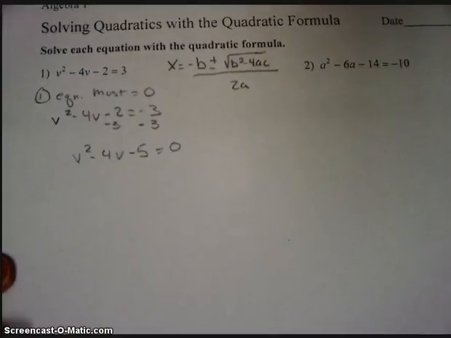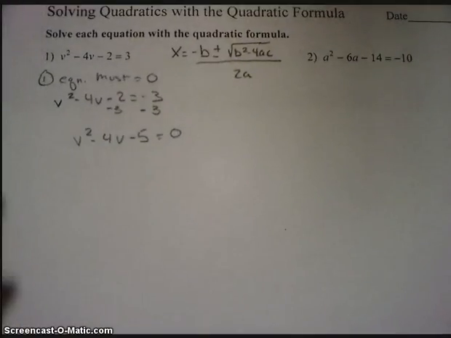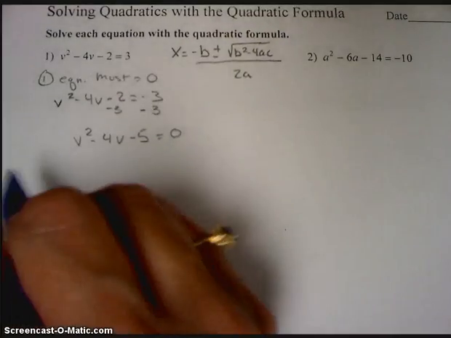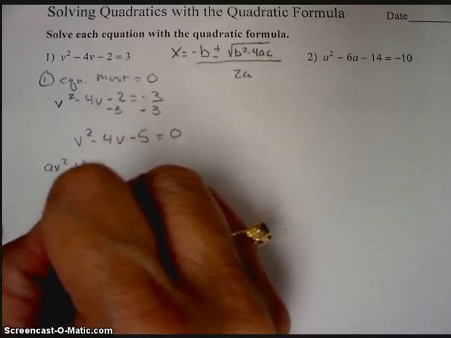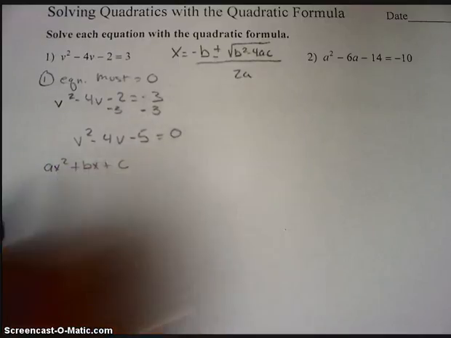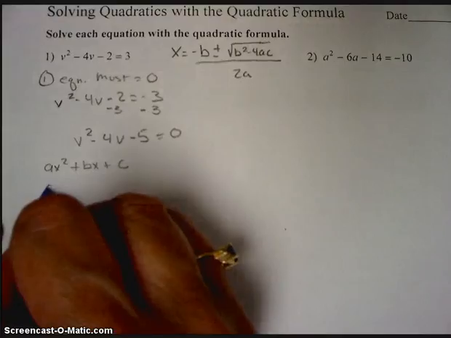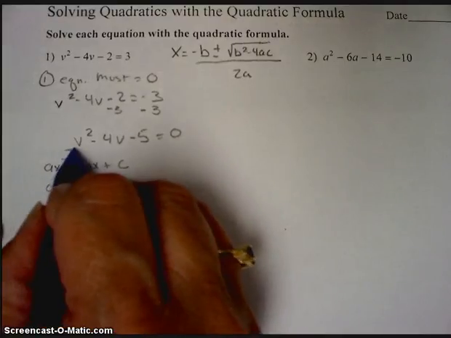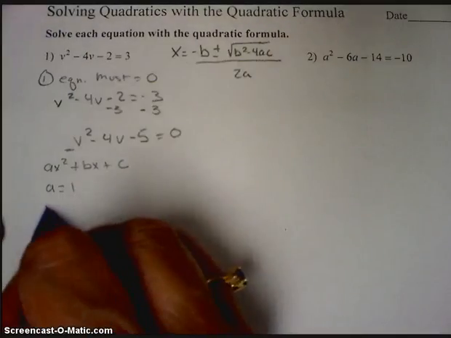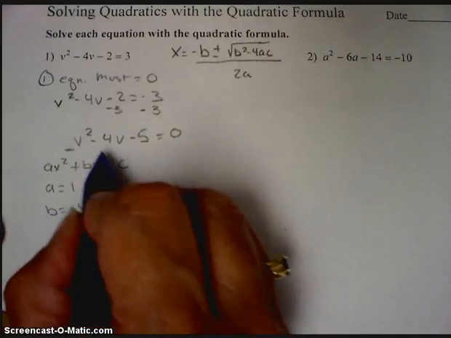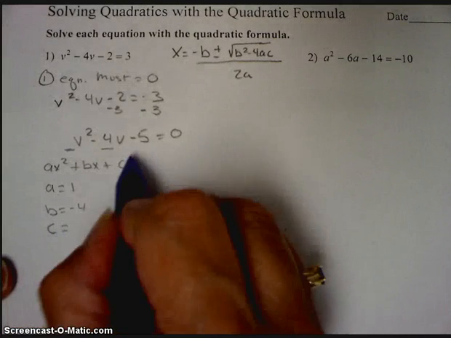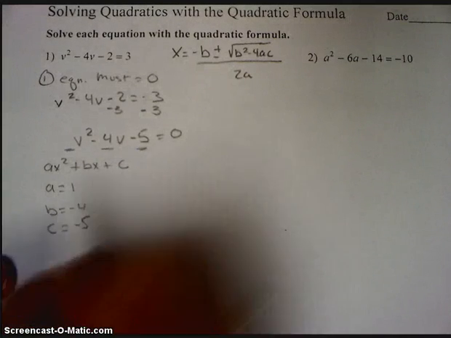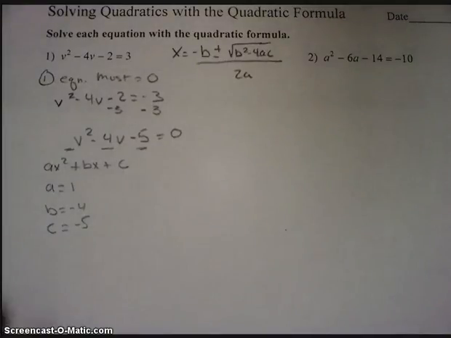Alright, so now to use the quadratic formula, let's identify our a, b, and c. Remember, the standard form is ax squared plus bx plus c. So in this case, my a is going to equal 1, my b is going to equal negative 4, and my c is also going to equal negative 5. Okay, so now we're going to set this up.